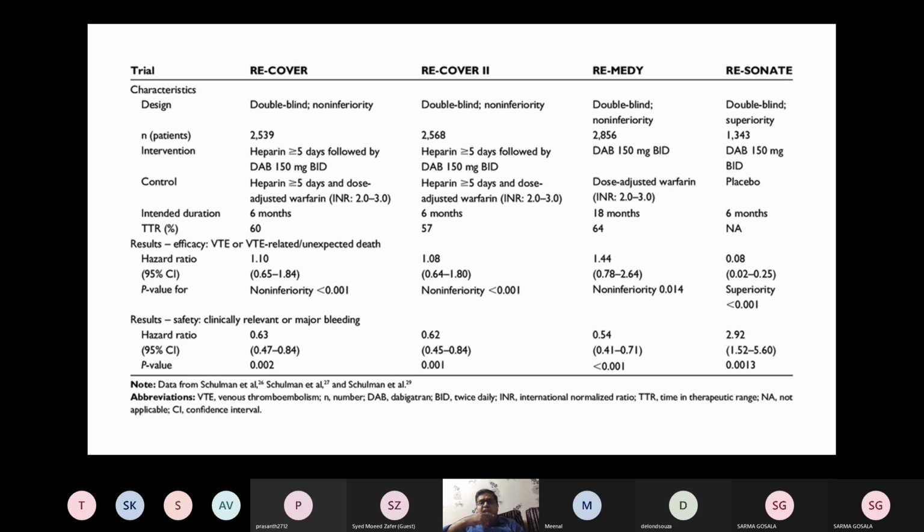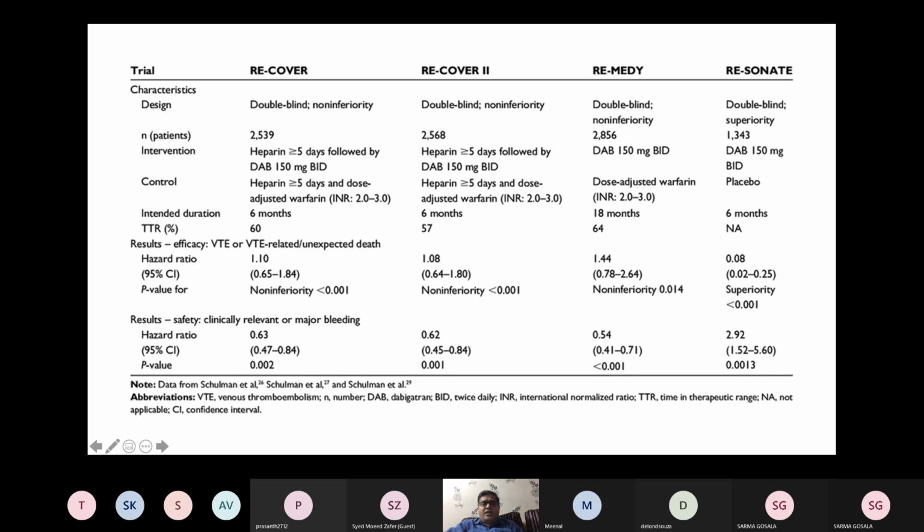And not only that, there are other trials which were done for thromboprophylaxis in patients who undergo orthopedic procedures. Basically, in these trials, it was hip replacement surgeries, and these three, RE-NOVATE, RE-NOVATE 2 and RE-MODEL, were non-inferiority trials, whereas the RE-SONATE trial was a superiority trial.